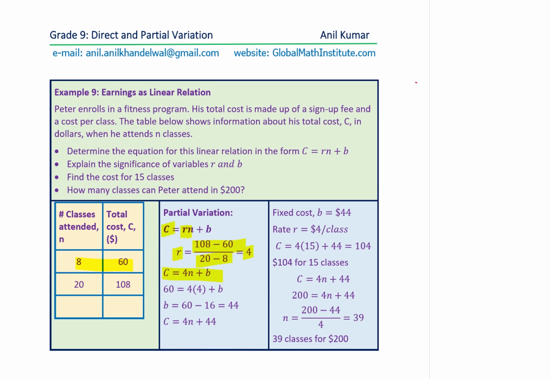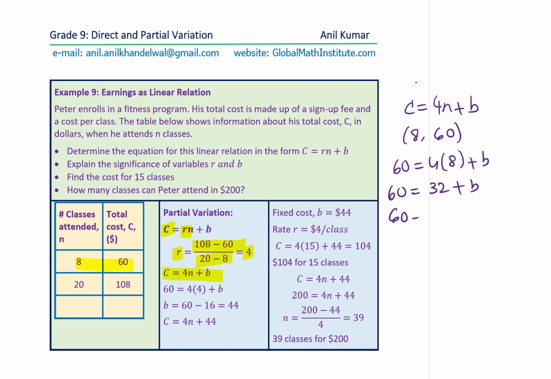So here we did a calculation mistake. For 8 classes, the charges were 60, right? So let's redo it. So we have C equals 4n plus b. So when n is equal to 8, the cost is 60. So we'll use 60 equals 4 times 8 plus b, which is 60 equals 32 plus b. And therefore, 60 minus 32 is b. 60 minus 32 is equal to what?